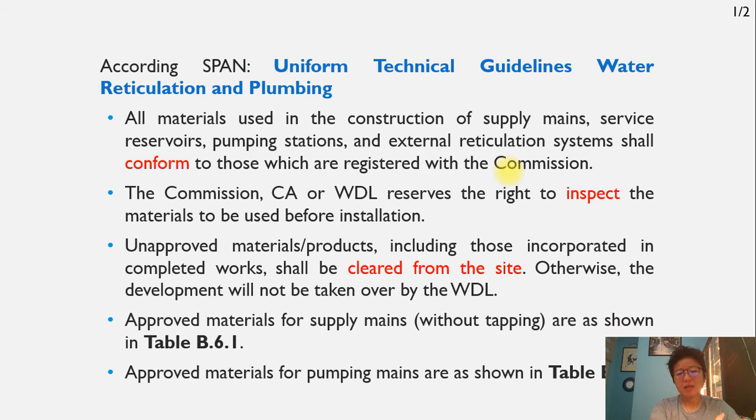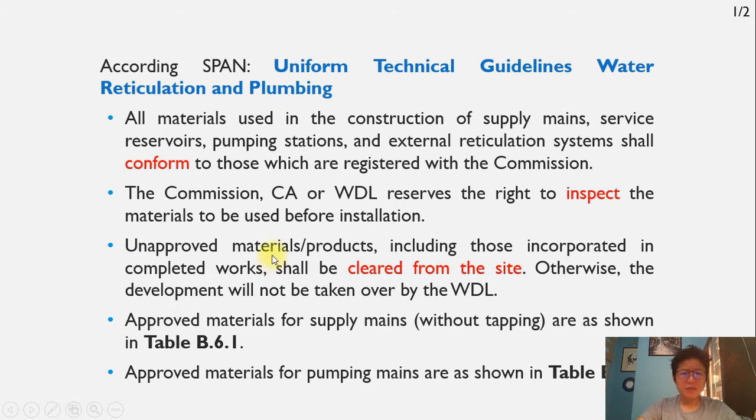We tap from the main, and when they are sending in to the users as service pipes, they are buried underground. So we cannot afford to have low quality stuff or pipes of unknown quality, unknown specifications being used. Right? The Commission, the CA, certified agency, or WDL, remember WDL is the water distribution licensees that we saw earlier on, reserves the right to inspect the materials before use. And usually these authorities will come in to look at the materials, look at the pipe, check that the spec sheet is all correct, complying to the standards before they are being installed.